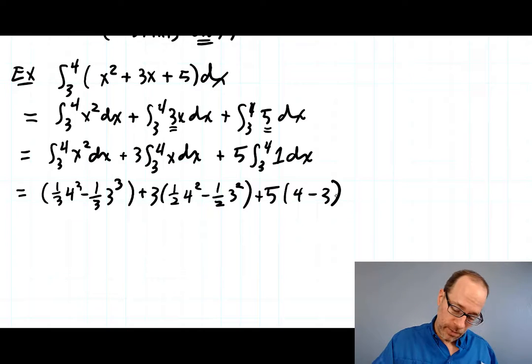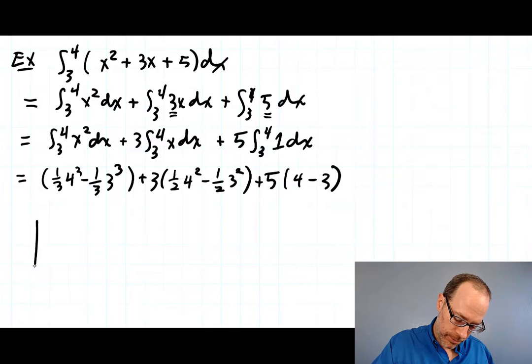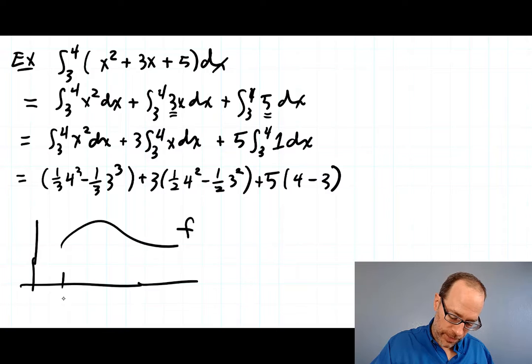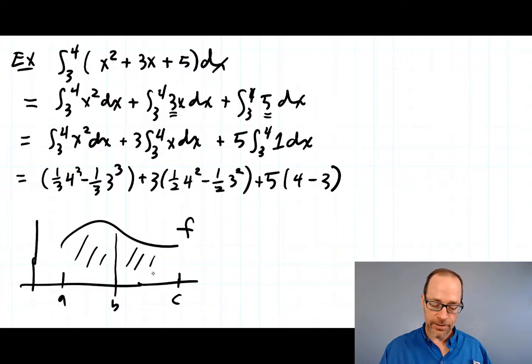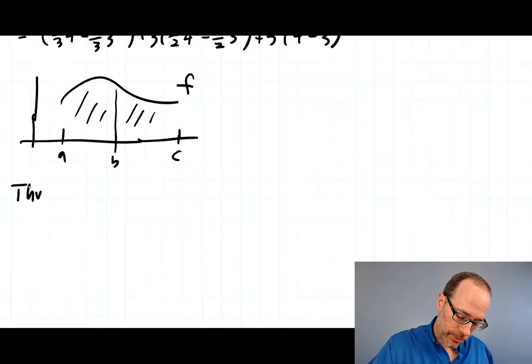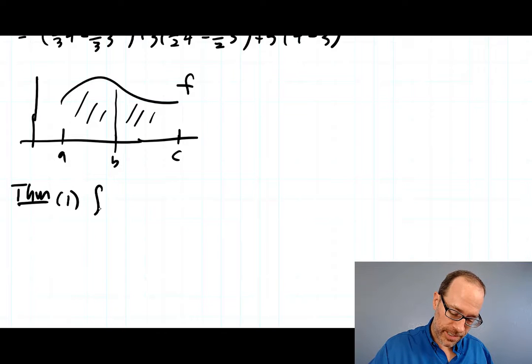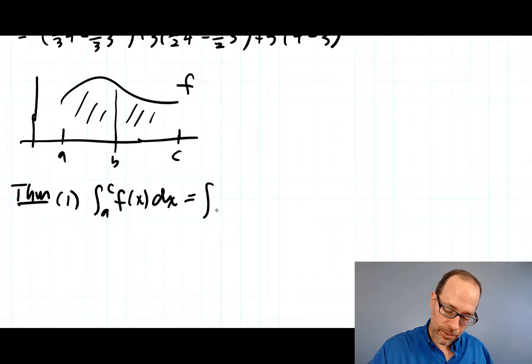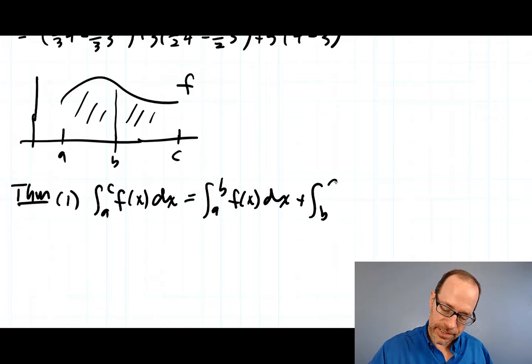All right, there is one more property, and it's really summarized by this picture here. If you wanted to figure out the area from A to C, and you had a point B in the middle, you could first do this area, and then secondly do this area, and add them together. And because of that, you get another property of the integrals that says the integral from A to C of f of x dx will be the integral from A to B, f of x dx, plus the integral from B to C, f of x dx.